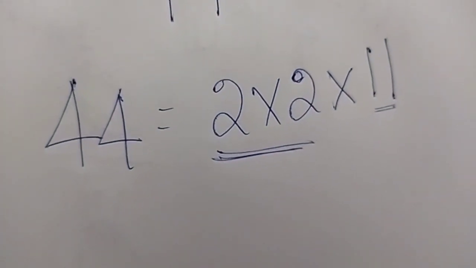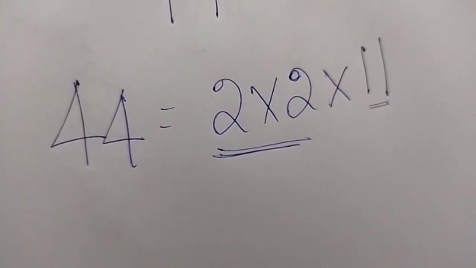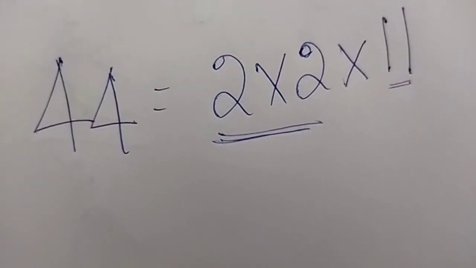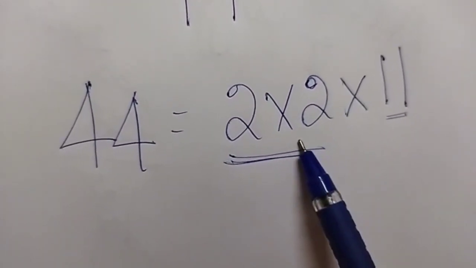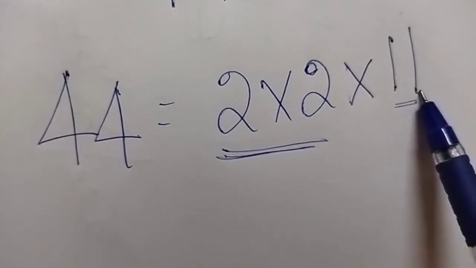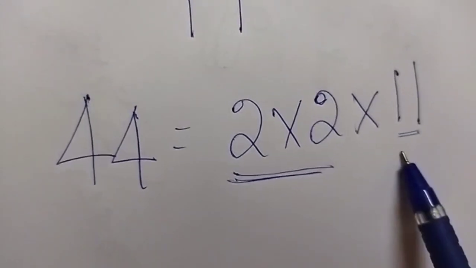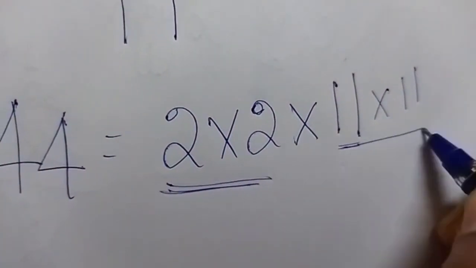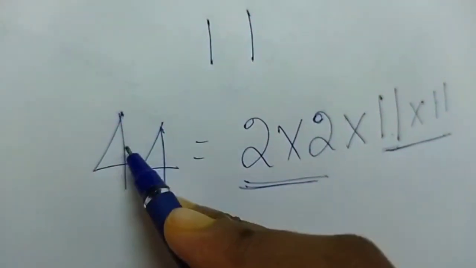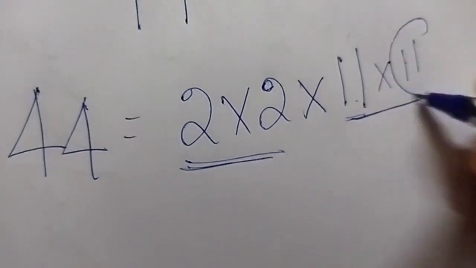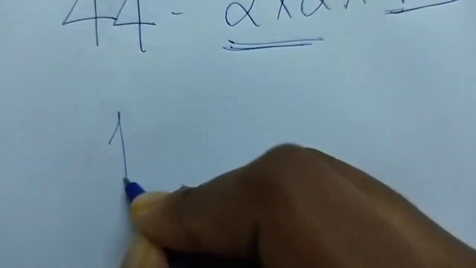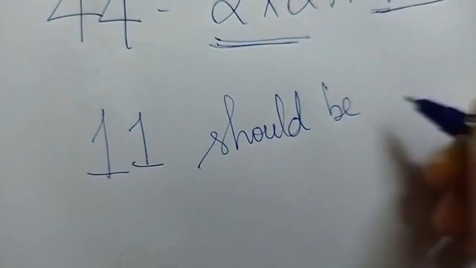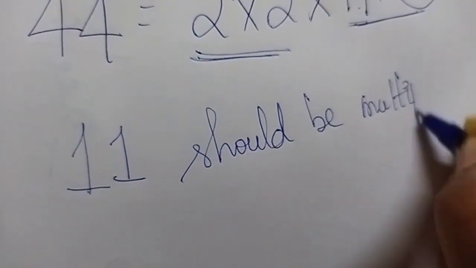Perfect square means if you expand and write, you can express all the numbers in pairs. If you can express all the numbers in pairs, then that is a perfect square. But here 2 is the only pair, and 11 doesn't have a pair. So the number I should multiply is 11. If I multiply 11 with this, 11 also becomes a pair, and we get a perfect square. So what should be multiplied? 11 should be multiplied.